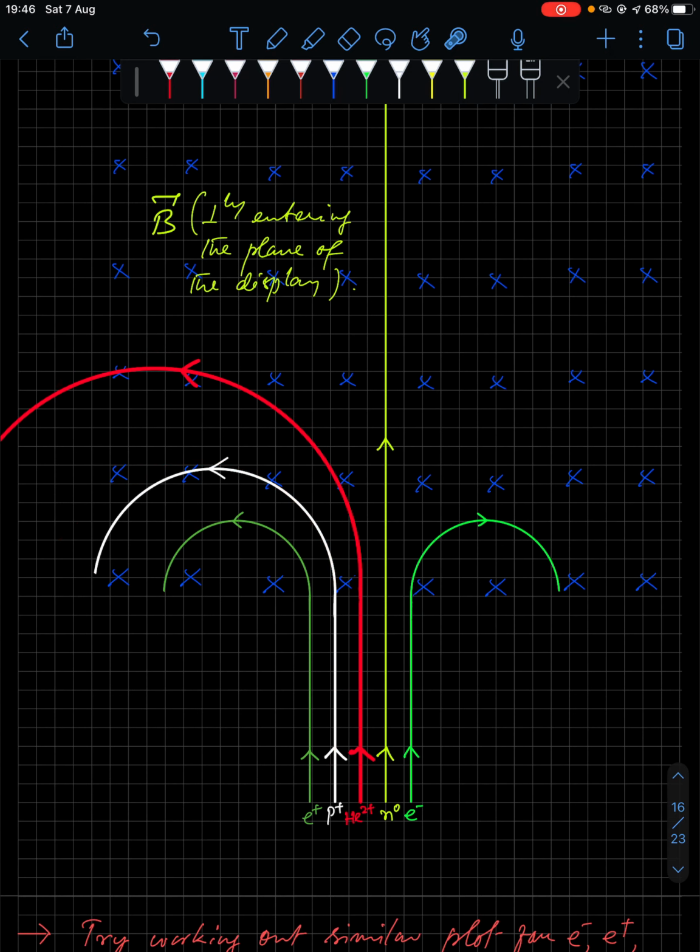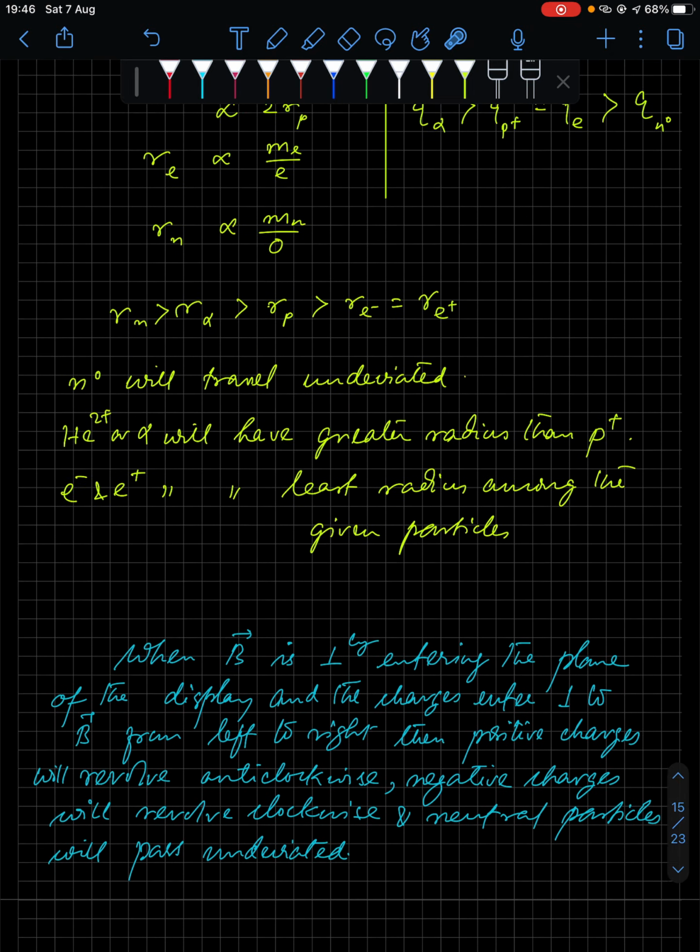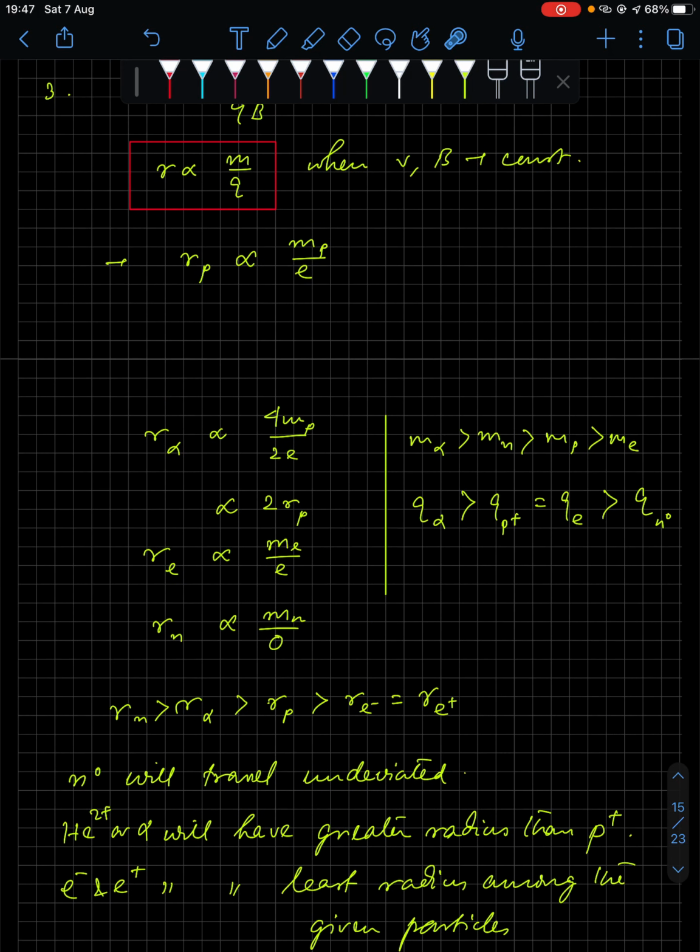So all the positive charges are having a deflection along the left, right? The negative charge will have an opposite deflection, right? That is along the right. Now again, if you notice, the radius of this negative charge is same as this, because their charge by mass ratio is same. And the neutron is traveling along a straight line because no magnetic force acts on a neutral particle.